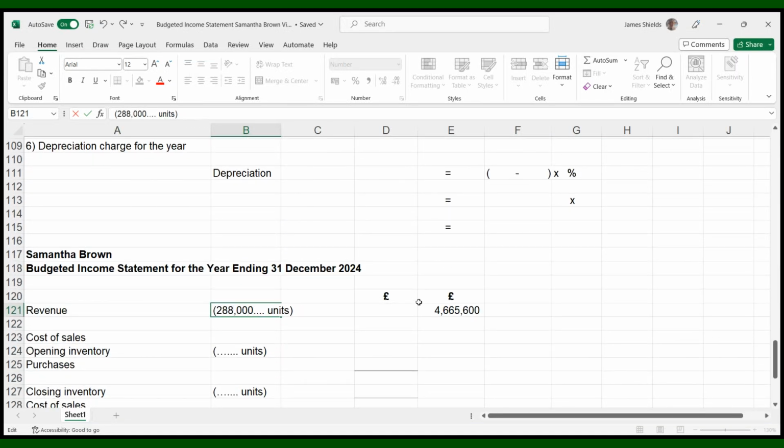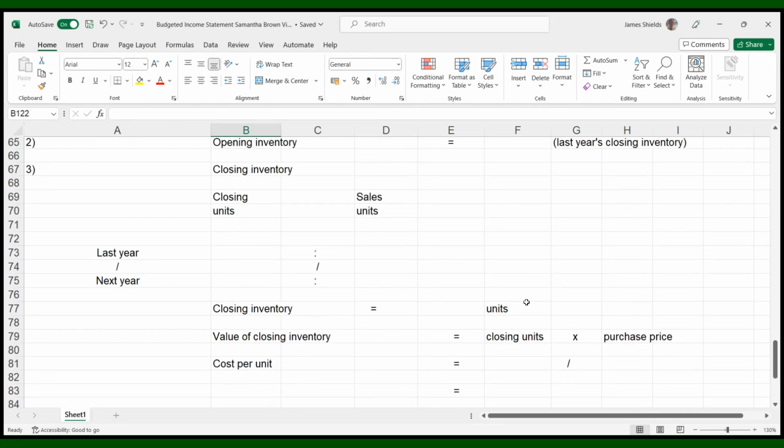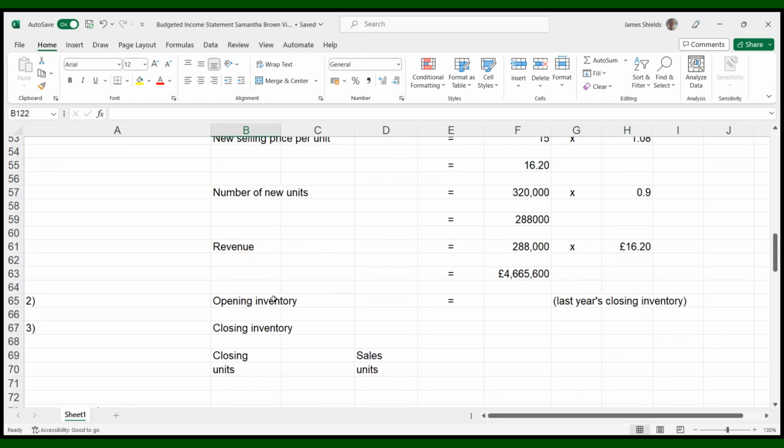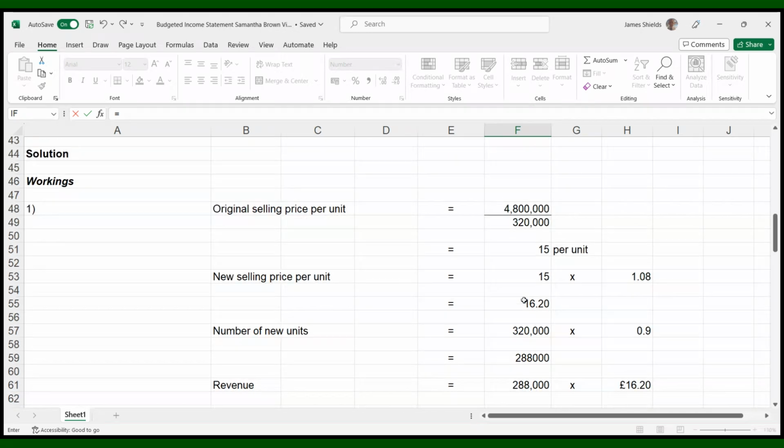288,000 units. So we'll come back to that a little later on. Now, my next point I'm going to work out is the opening inventory. We don't actually have to calculate anything. It's last year's closing inventory. So if we go back to the original question and the income statement, we're looking for last year's closing inventory.